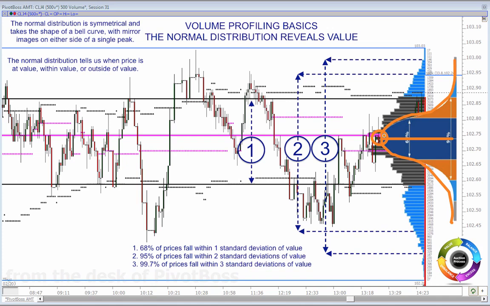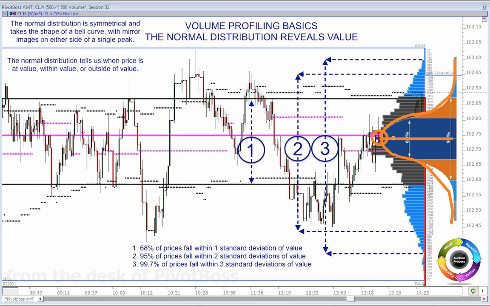But what's interesting about it is that it perfectly reveals exactly what we need to know to execute our core philosophy of auction market theory, because it tells us which price is value. And as you recall, first and foremost, as a trader, your number one goal is to always identify value in the chart. Where is value?